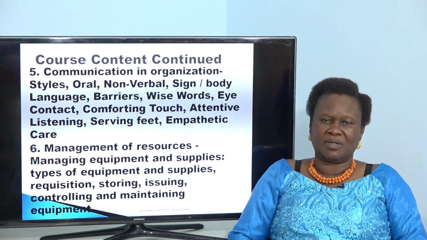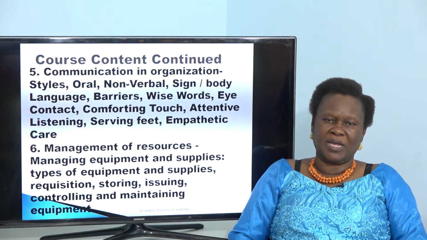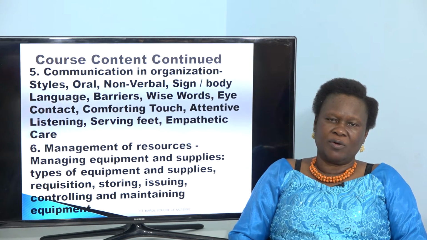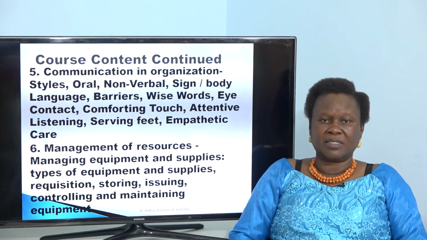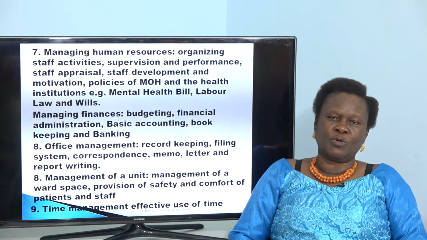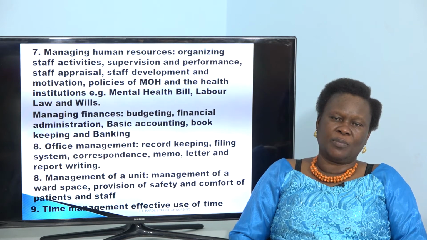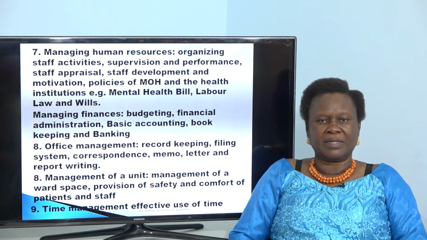We'll be looking at management of resources, managing equipment and supplies, types of equipment and supplies, requisitioning, storing, issuing, controlling, and maintaining of equipment. That is supply chain management. At the next level, we'll be looking at human resources: organizing staff activity, supervision, and performance and staff appraisal. We'll be looking at staff development and motivation. We'll be looking at policies of the Ministry of Health and the health institutions, for example, mental health and labor.